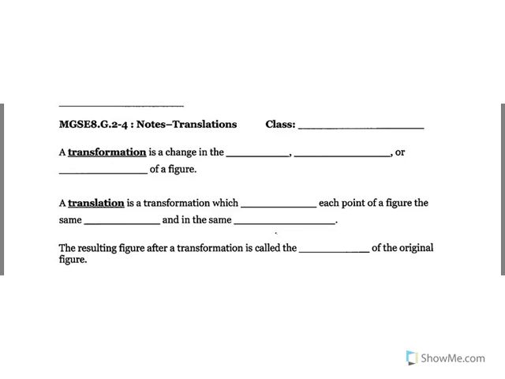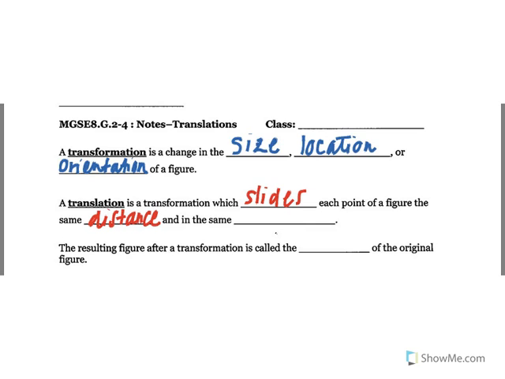A transformation is a change in the size, location, or orientation of a figure. A translation is a transformation which slides each point of the figure the same distance and in the same direction.